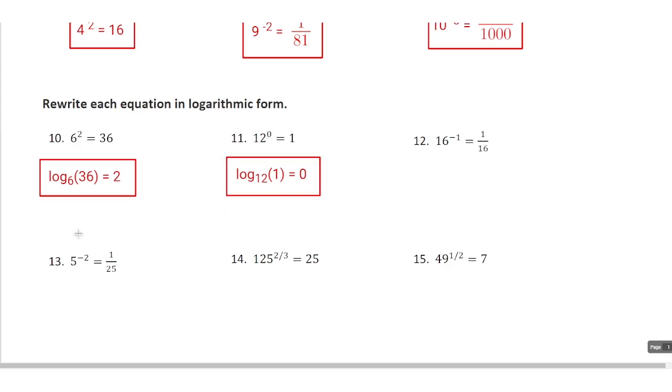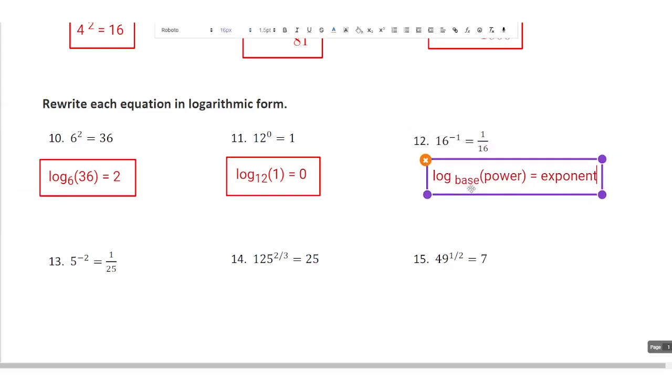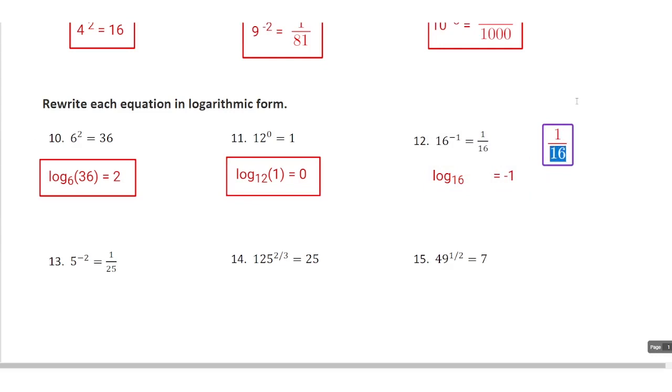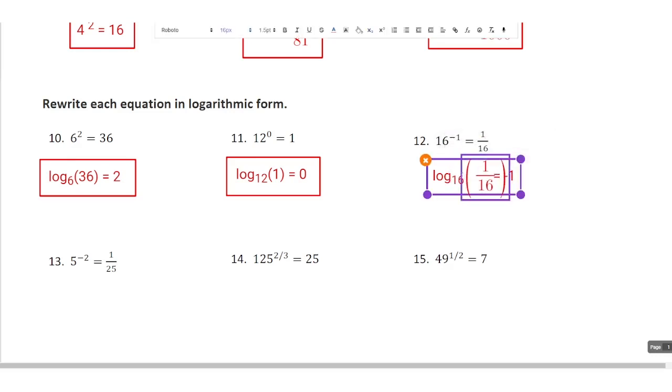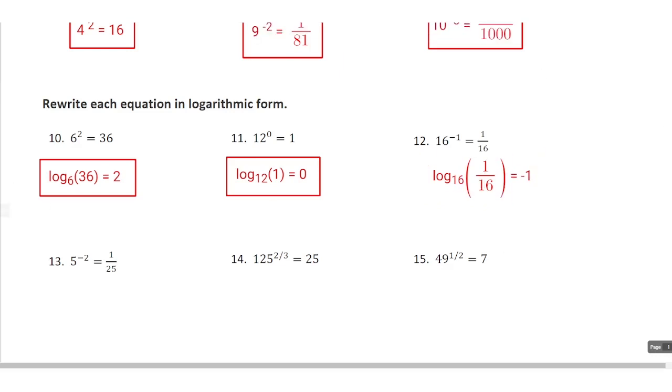So number 12, we've got 16 to the negative first power is 1 over 16th. So our base is 16, the exponent is negative 1, and the power is 1/16. So that I can actually fit this in here, I'm just going to delete this, give myself a little bit of space, and type this 1/16 separately. So there we go, log base 16 of 1/16. Clearly I need a little bit more space here, but you can get the gist. Log base 16 of 1/16 is negative 1.